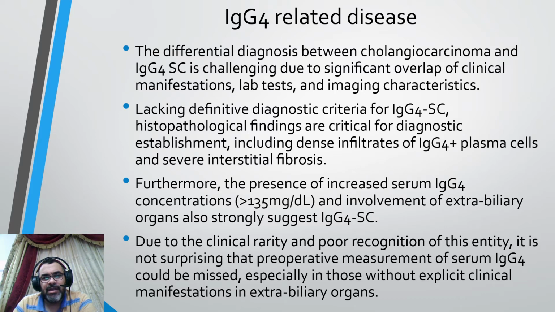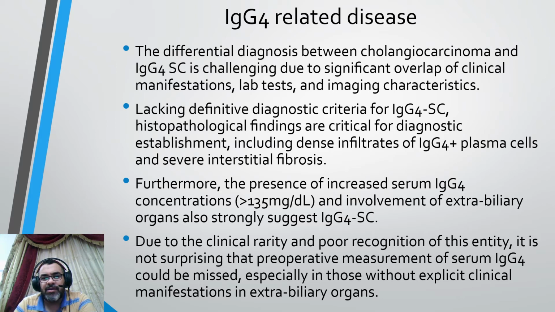IgG4-related disease: the differential diagnosis between cholangiocarcinoma and IgG4 sclerosing cholangitis is challenging due to the significant overlap of clinical manifestations, lab tests, and imaging characteristics. Lacking definitive diagnostic criteria for IgG4-SC, histopathological findings are critical for establishing the diagnosis, so this case is only diagnosed with histopathology. The histopathology includes dense infiltrate of IgG4-positive plasma cells and severe interstitial fibrosis.